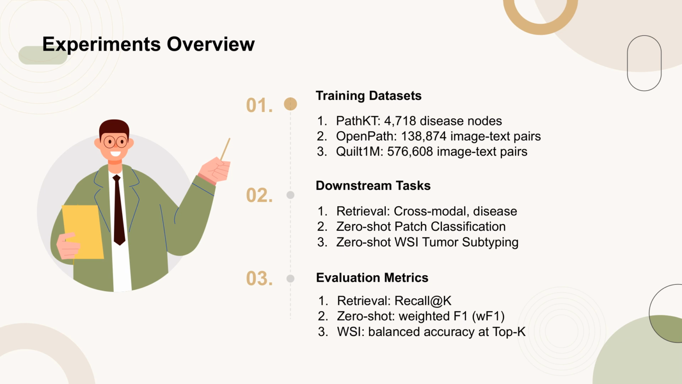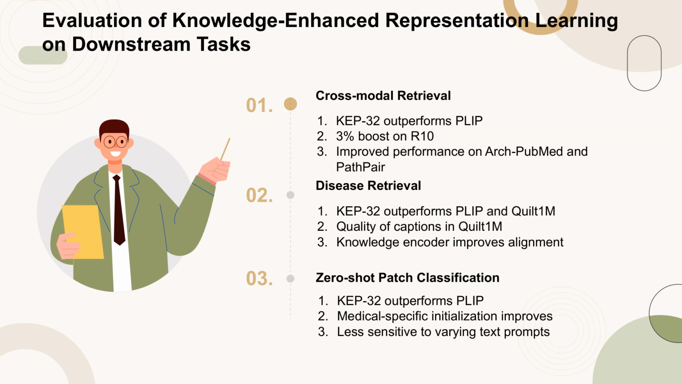For retrieval, we use recall at K. For zero-shot classification, we report weighted F1, WF1. For WSI tumor subtyping, we measure balanced accuracy at top K. In cross-modal retrieval, KP32, pre-trained on OpenPath, demonstrates superior performance over PLIP, particularly on the ArchPubMed and PathPair datasets, with a significant 3% increase in recall at 10.